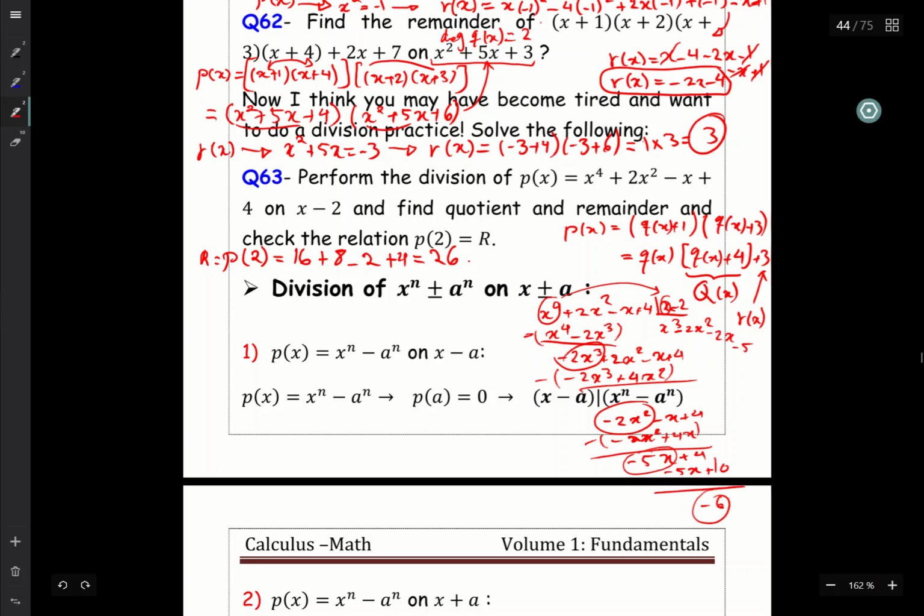Did we make a mistake somewhere? So p of 2 is 16..., so the remainder should be 26. Let's see, x to the 4, 2x squared minus x plus 4 divided by x minus 2. So x cubed, x to the 4 minus 2x cubed. Yeah, so we made a mistake here. Let me start from the beginning.